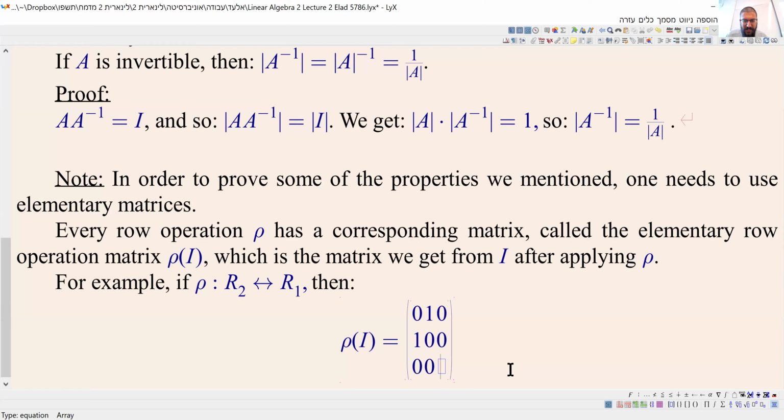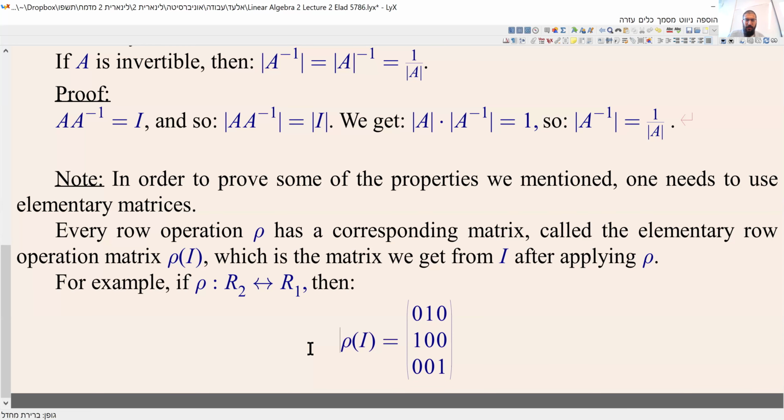I'm used to the Hebrew LaTeX where left is actually right and right is actually left. And here when I press the left button, it goes left, surprisingly. So it takes time. This rho of I, generally speaking, one can write rho of A, which is the matrix A after we applied the row operation.